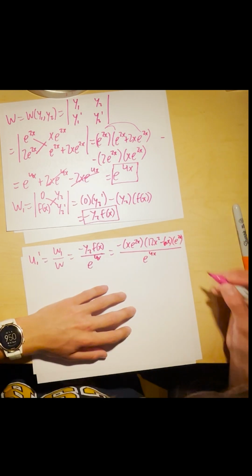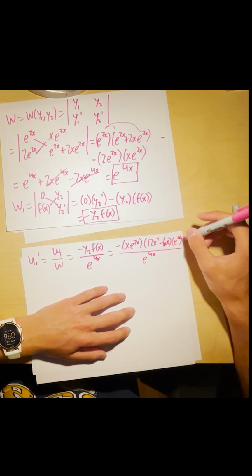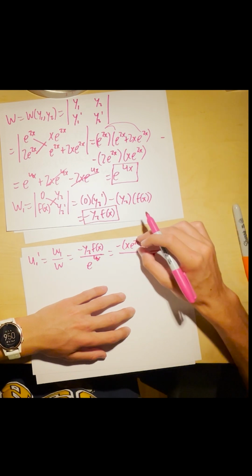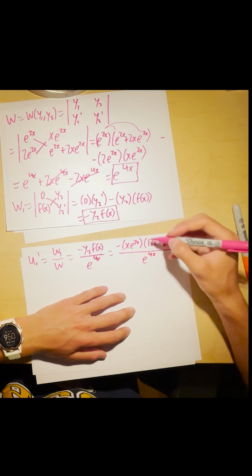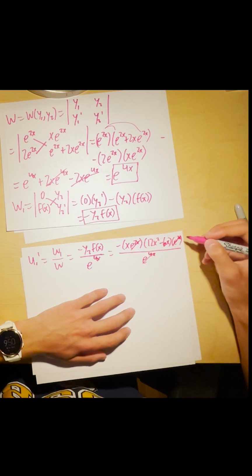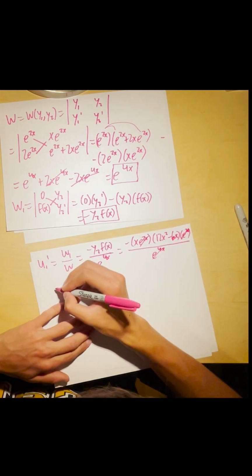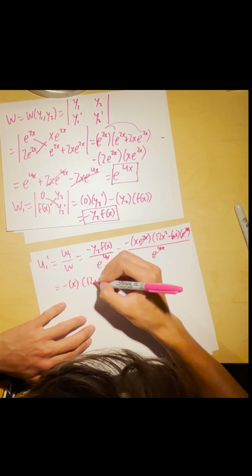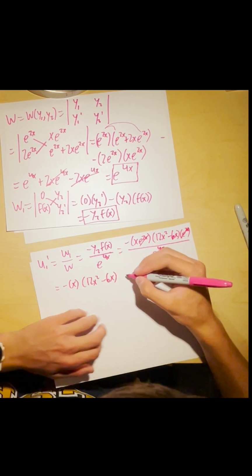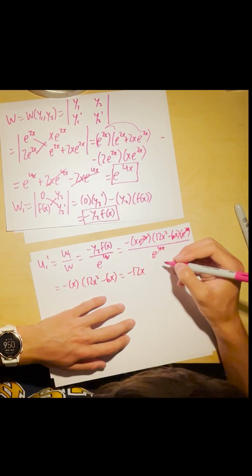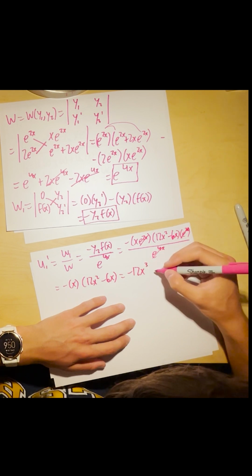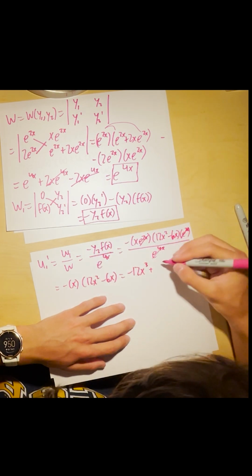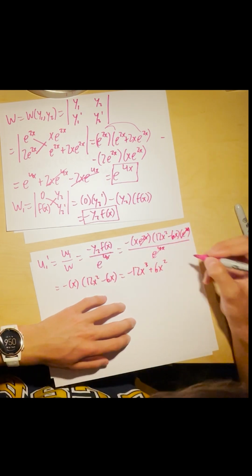So what I first notice is we have e to the 4x, e to the 2x, and e to the 2x. So these would add, and they would add to e to the 4x, the two e to the 2x terms. And then these can just cancel with the ones on the bottom. And so we are left with negative x times 12x minus 6x, which is negative 12x cubed minus, or plus, sorry, because that distribution, plus 6x squared.